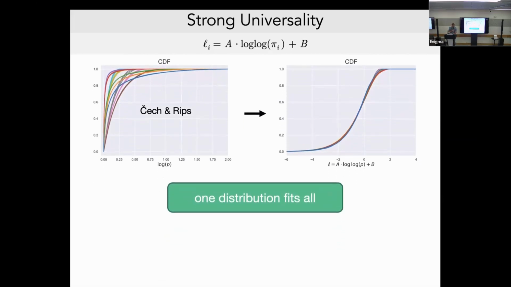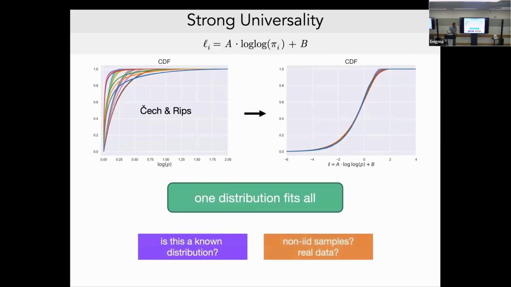So yeah, if you already asked, then two follow-up questions for this experiment: is this a distribution we can identify? And the other thing is, all the settings I showed you here and the proofs before were focused on IID, so the points are independent. Does it still hold if there's no independence, or does it hold in real data?